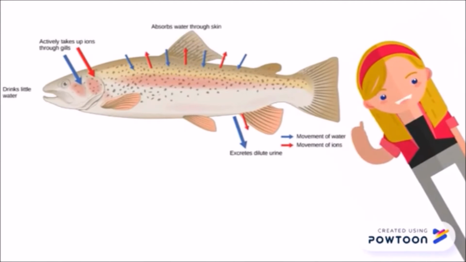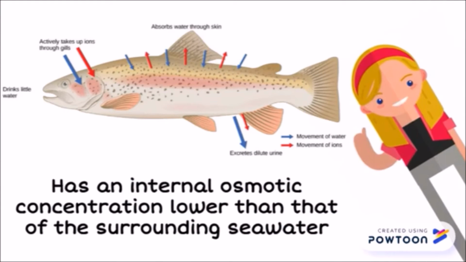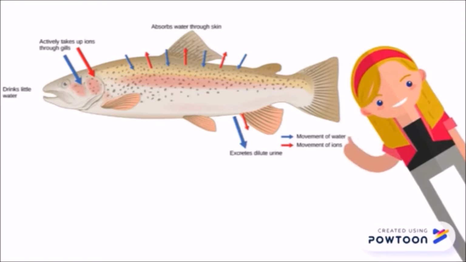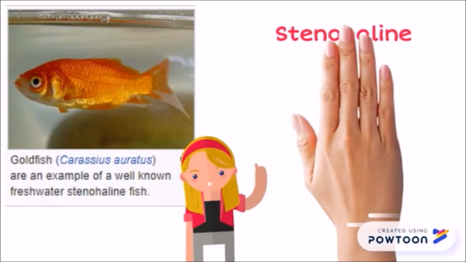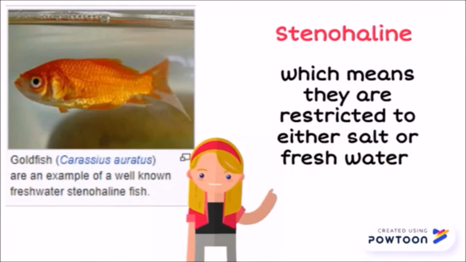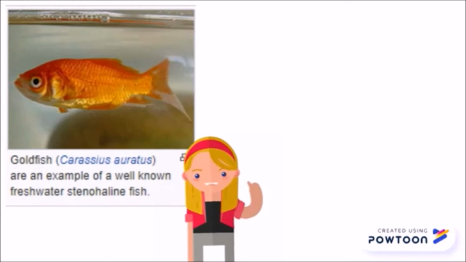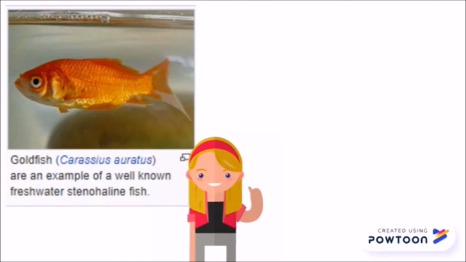A marine fish has an internal osmotic concentration lower than that of the surrounding sea water, so it tends to lose water and gain salt. It actively excretes salt out from the gills. Most fish are stenohaline, which means they are restricted to either salt or fresh water and cannot survive in water with a different salt concentration than they are adapted to.